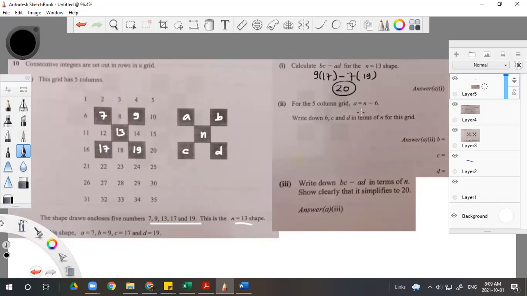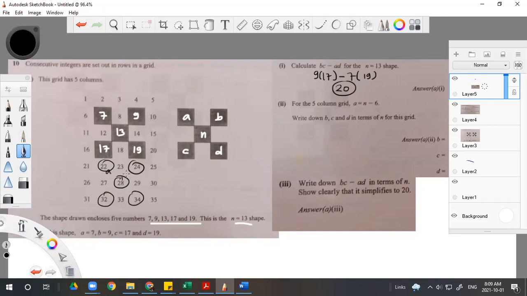For the 5-column grid, A equals N minus 6. Is it right? 7 equals 13 minus 6. Bener ya? Tapi yang lain juga sama nggak? Coba perhatiin. Lihat aja yang di sini. Lihat ya, kita bikin another pattern. Bener ya? Kurangin 6 ya. A equals N minus 6.